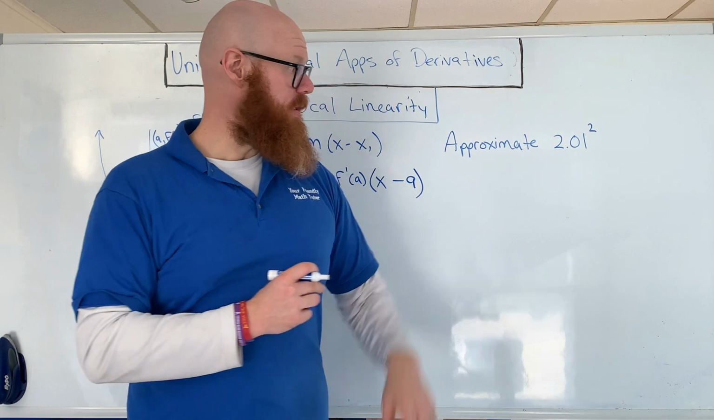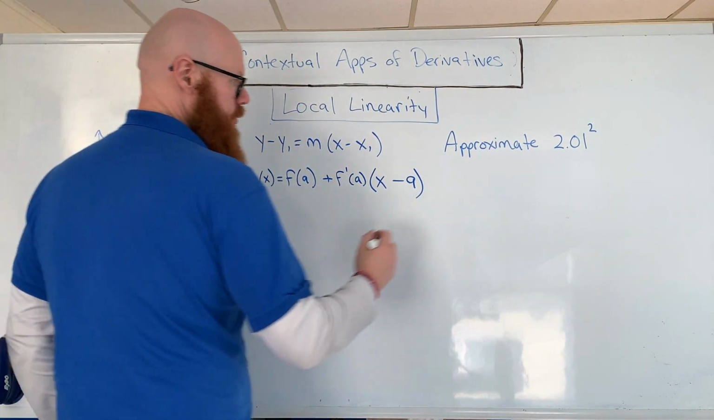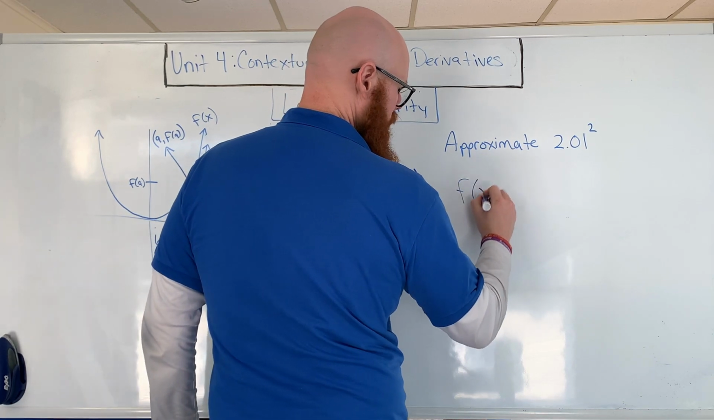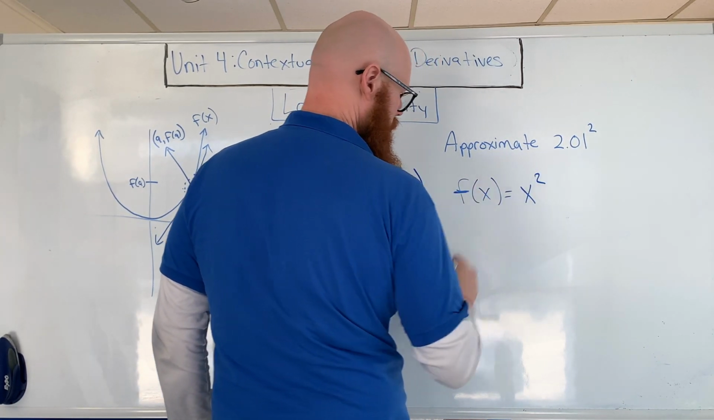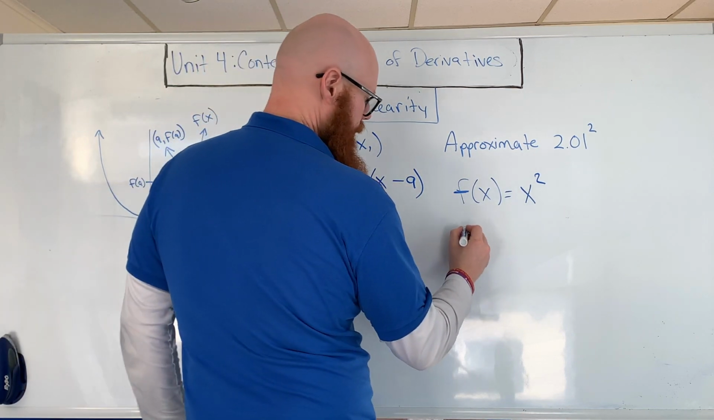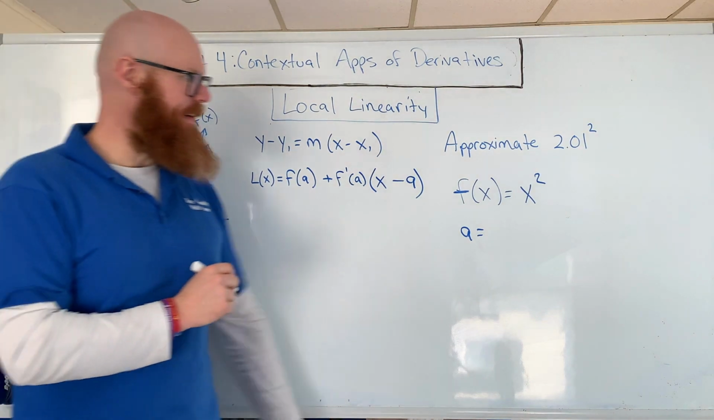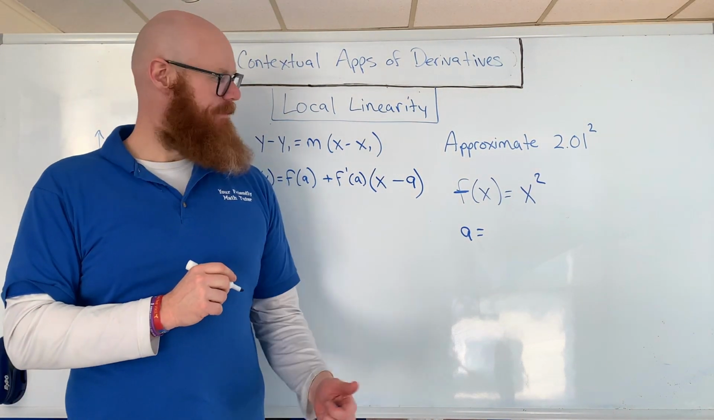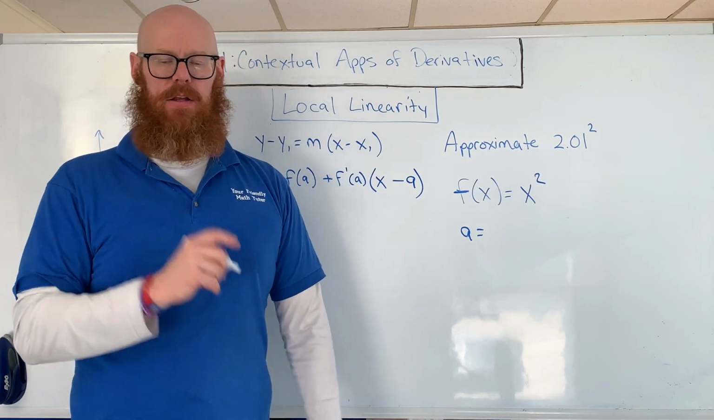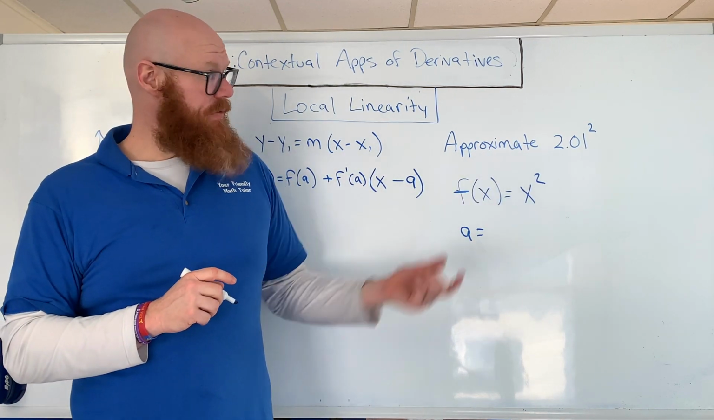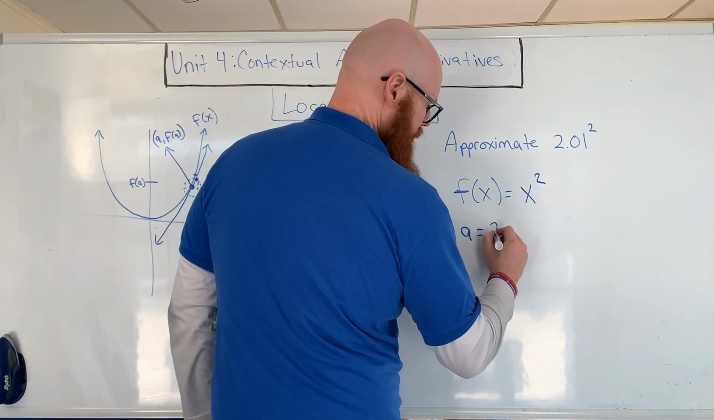So let's say we wanted to approximate 2.01 squared. Well, we need a function first. So we're going to say our function is just x squared. Then we need an a value. An a value is a value that you can evaluate this function with that's near where we're trying to approximate, that you can just do in your head. I think it's pretty obvious that it would just be 2. I hope we can all do 2 squared in our head. So a is 2.